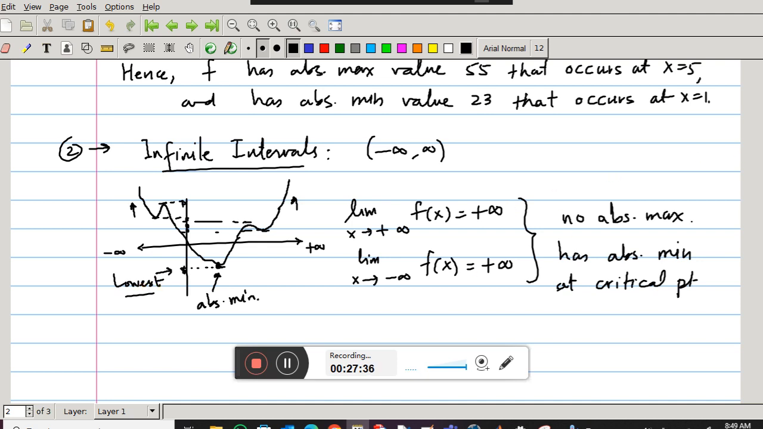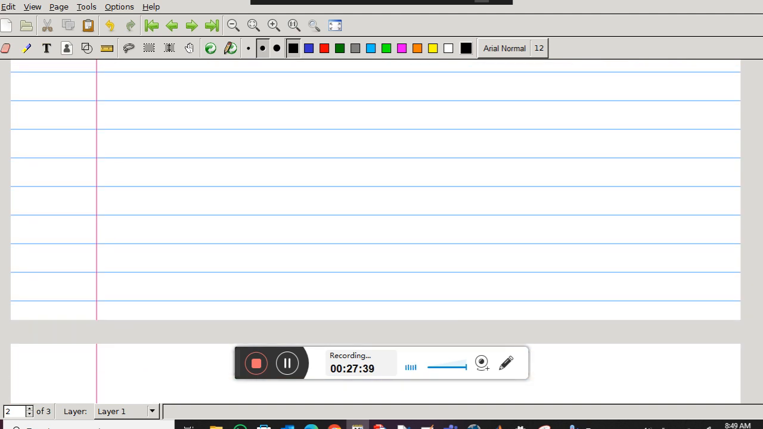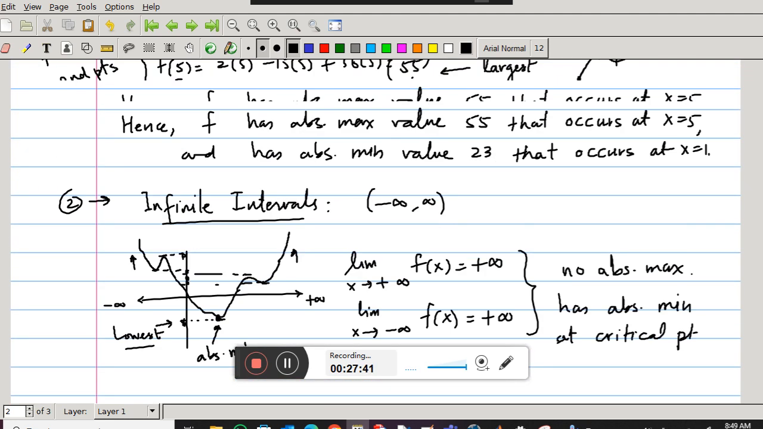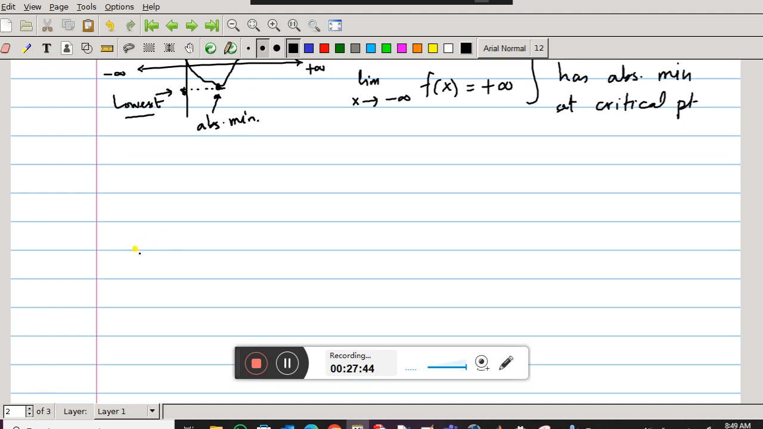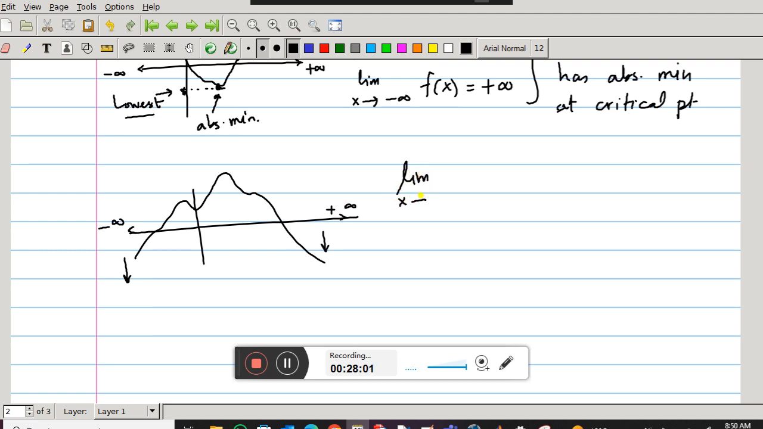Okay, if you have something like this, opposite to what we have. Now here you see, my function is going down on both sides. It means if I go to minus infinity or plus infinity, both my limits are negative infinity. When you are going to negative infinity, it means my function is going to negative infinity, no minimum, right?